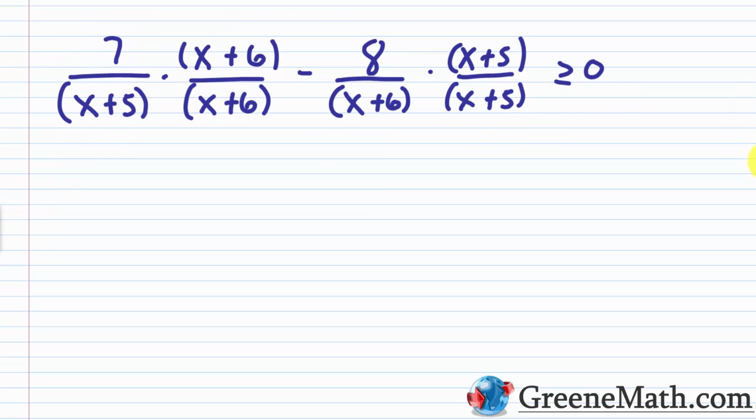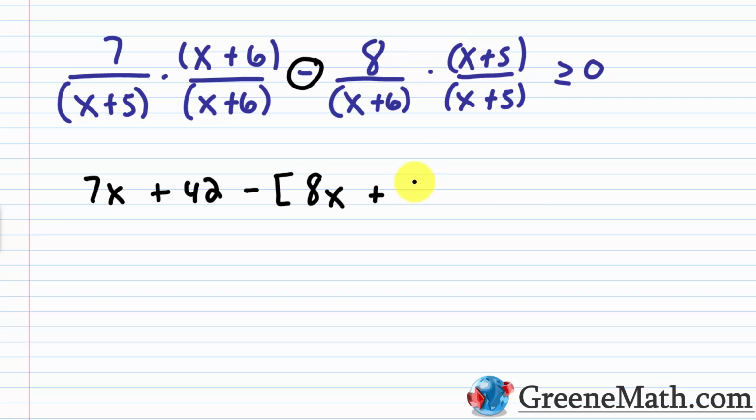Let's scroll down and get some room going. We'll start here on the left. We have 7 times x, that's 7x, and then plus 7 times 6 is 42. Then I'm going to put a minus here, and I'm going to put a bracket. I'm subtracting everything away from there, so I've got to be very careful about my sign. That's why I put the bracket there, just to make sure I don't make a silly sign mistake. So 8 times x is 8x, and then plus 8 times 5, that's 40. You can close the bracket now, and let's write this over.